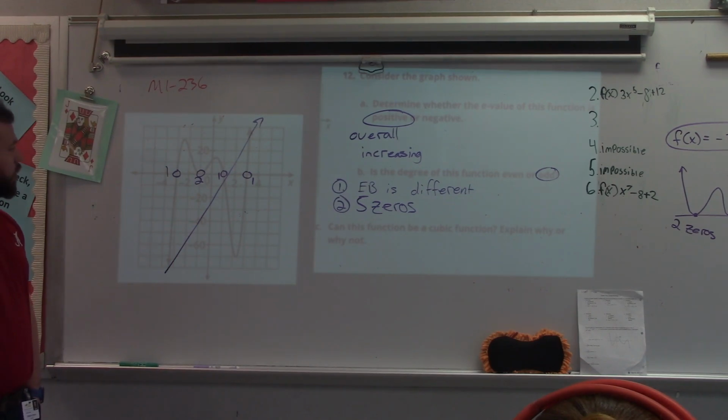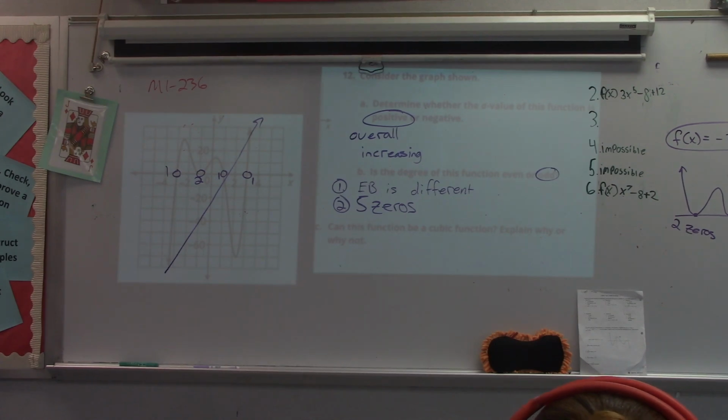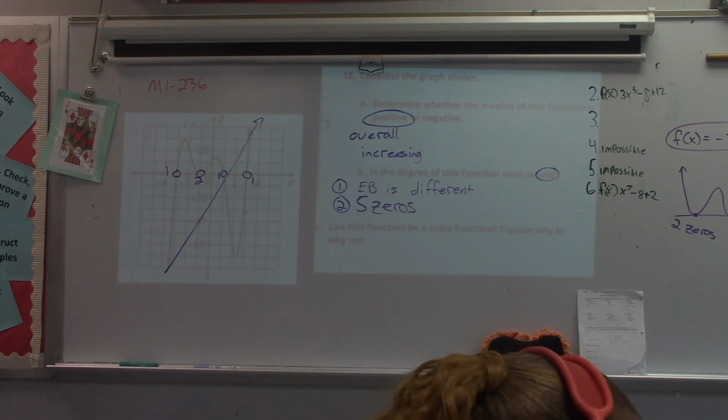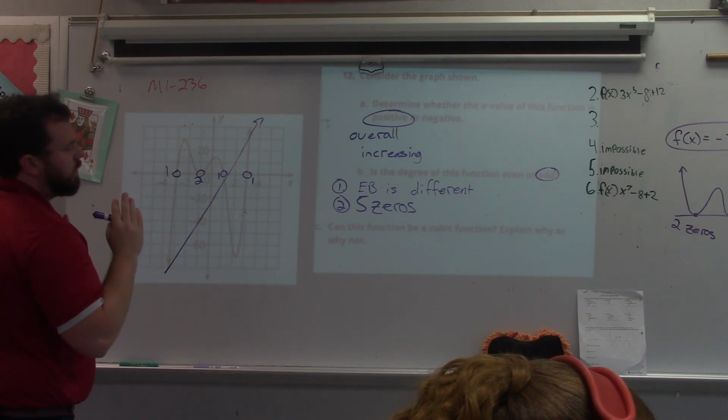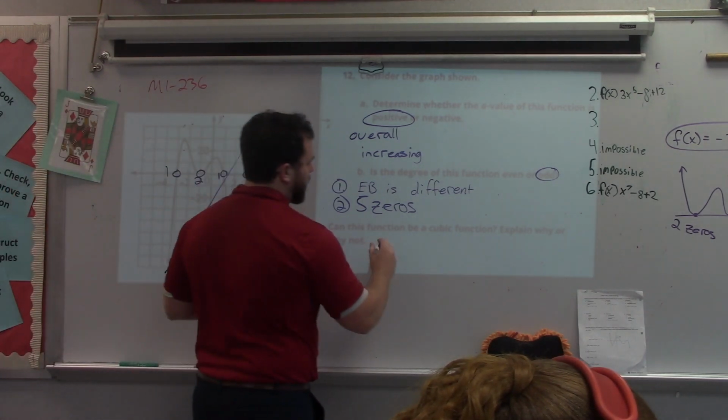Can this function be a cubic? No. Why not? It's got 4 turns, right? So it's got to be higher than third degree. It's got 5 zeros, so it's got to be higher than third degree. It's got to be at least fifth degree.